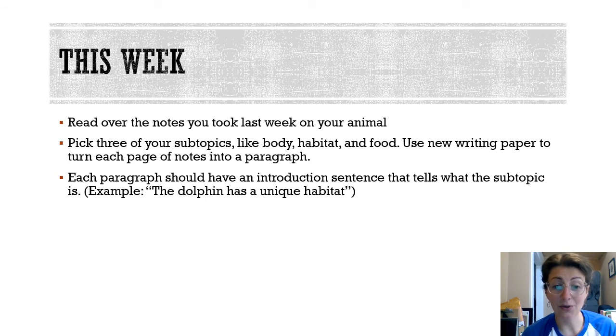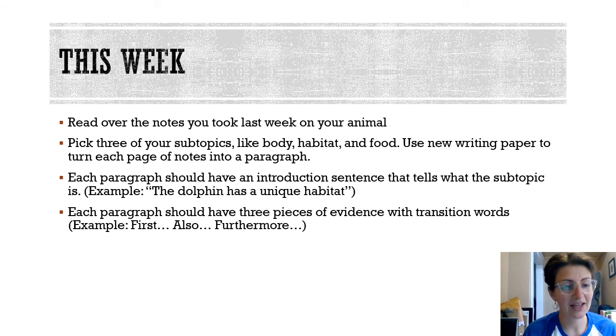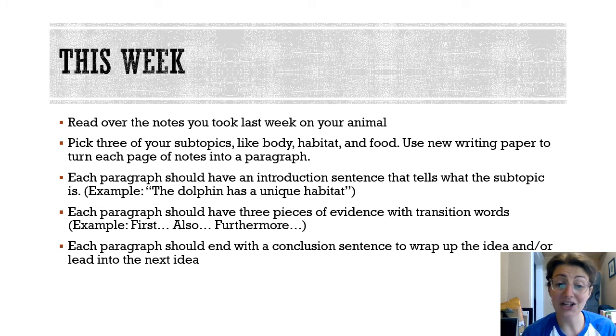So each paragraph is going to have an introduction sentence that tells what the subtopic is. For example, you might say, the dolphin has a unique habitat if you're writing about dolphins. And each paragraph should have 3 pieces of evidence with transition words like first, also, furthermore. And each paragraph should end with a conclusion sentence to wrap up the idea and/or lead into the next idea.